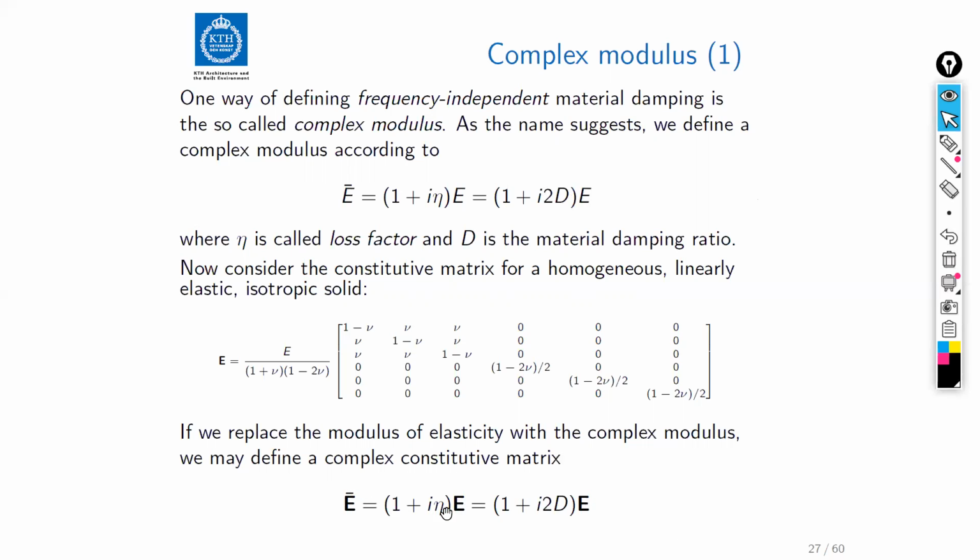And it's just as simple as this. We multiply the original constitutive matrix with a complex number, the imaginary part of which is equal to i times the loss factor, or i times 2 times the damping ratio that we would like. And this will give us a frequency independent damping. It will be the same for all frequencies.